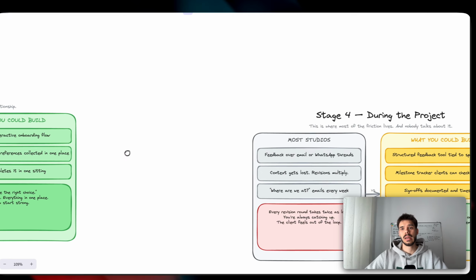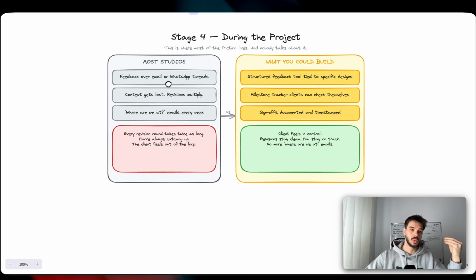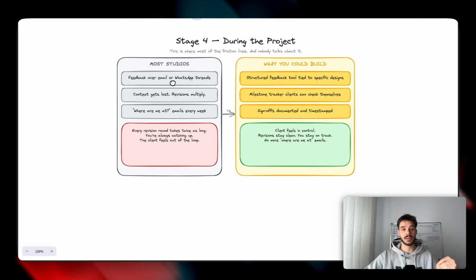So cool, right? Stage 4 would be during the project. For instance, most studios do feedback over email, WhatsApp threads. Context gets lost usually and revisions multiply. Where are we at? Emails every week.